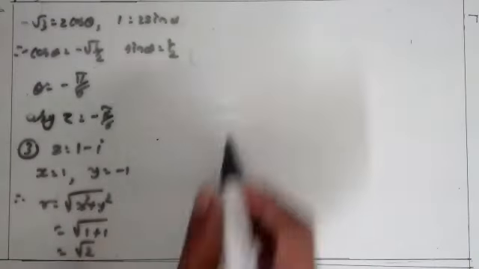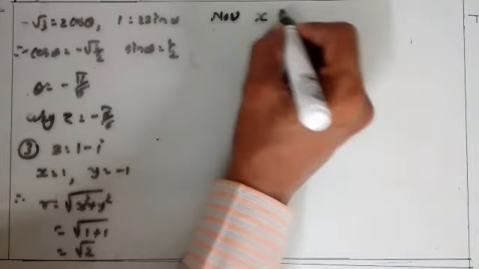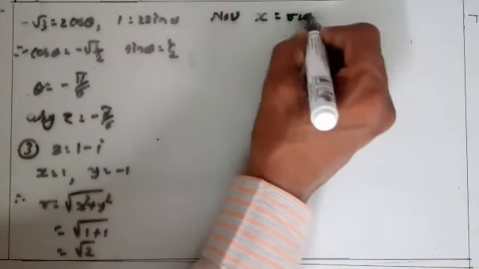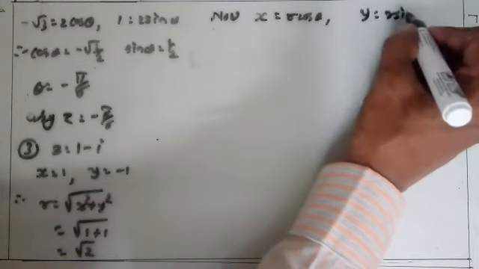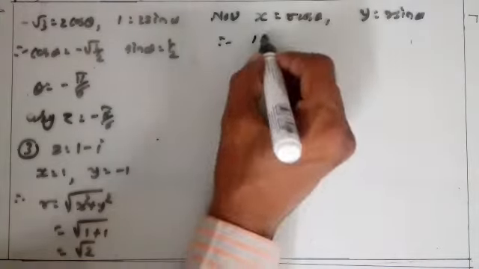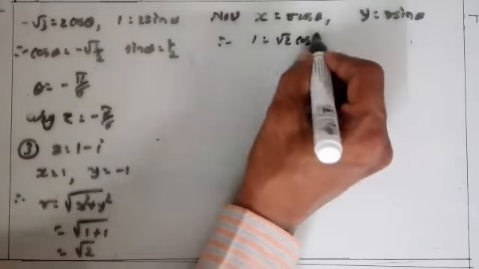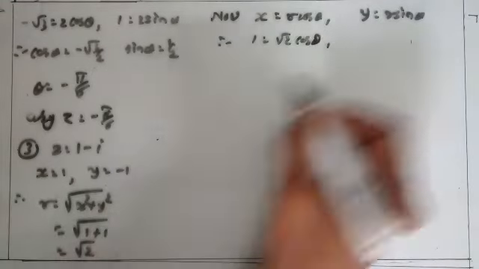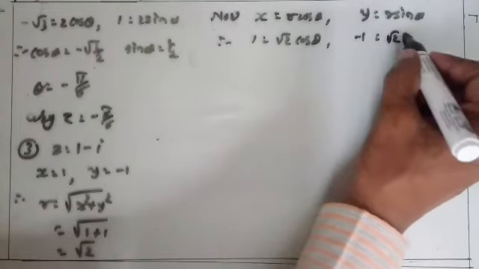Now we know that x is equal to r cos theta, y is equal to r sin theta. So replace x by 1, r by root 2 cos theta, y is equal to minus 1, r is equal to root 2 sin theta.